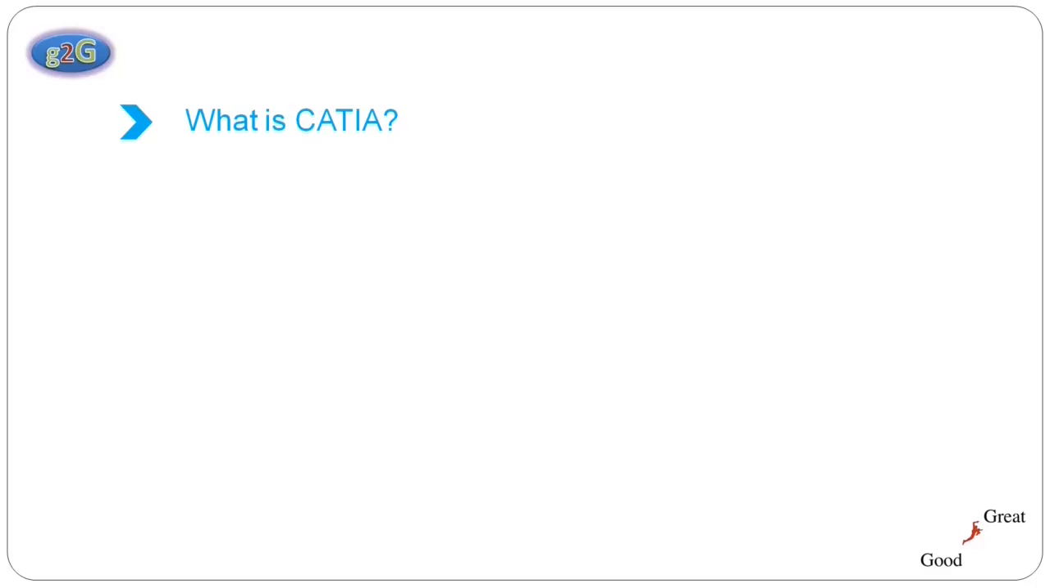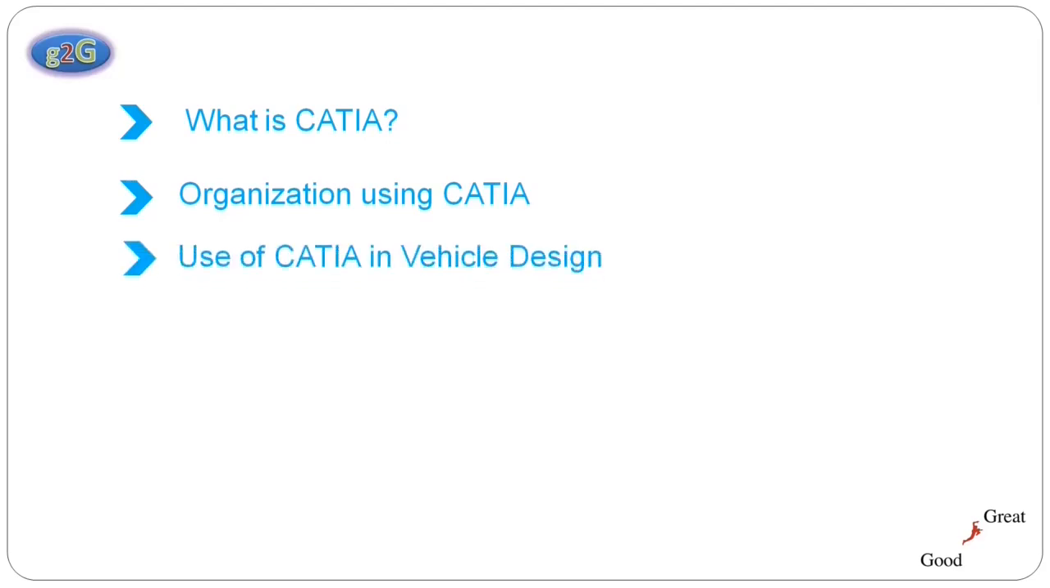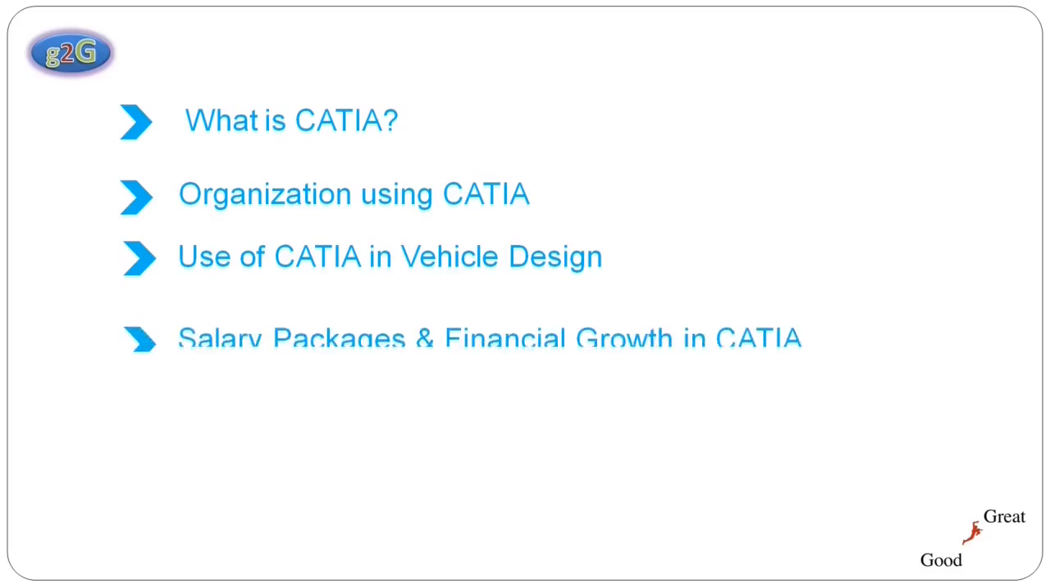In this video, we will see what CATIA is, which different organizations are using CATIA, and what different products are being designed in CATIA. We will also see how a vehicle is designed in CATIA, what different domains of a vehicle are designed in CATIA, and what different parts of a vehicle are designed in CATIA.